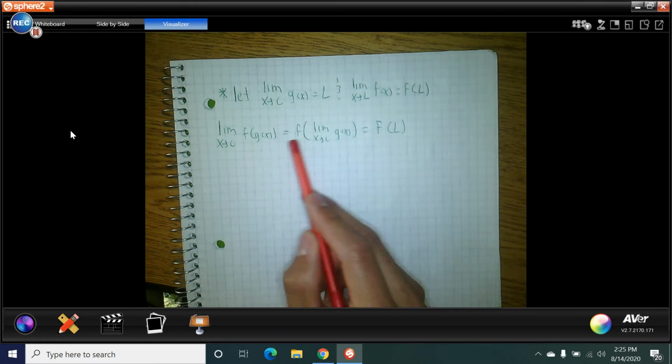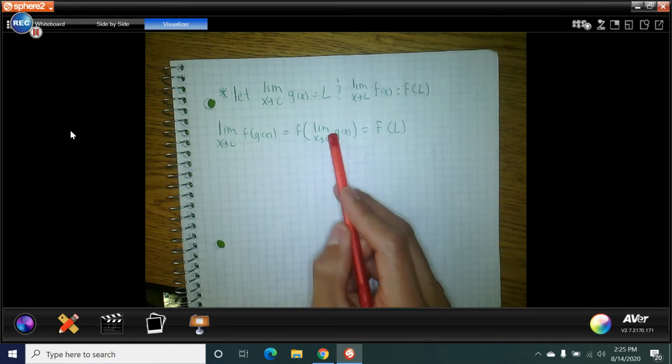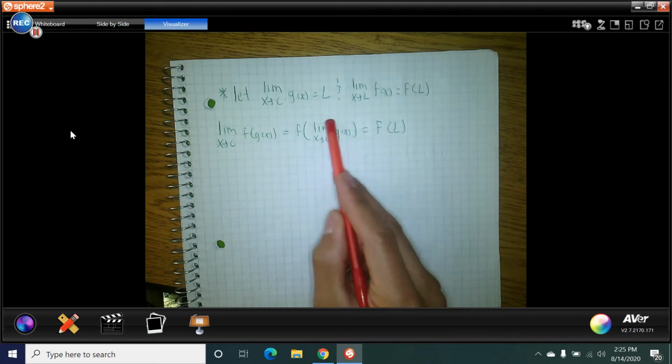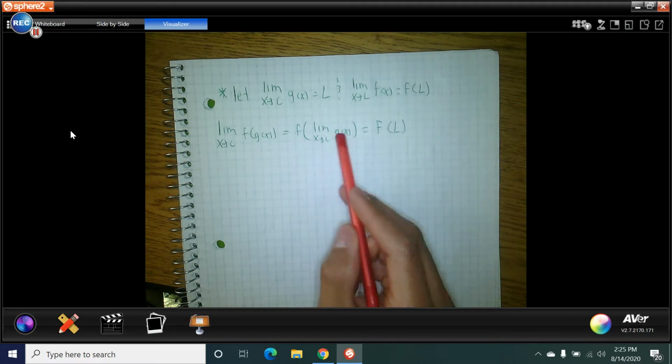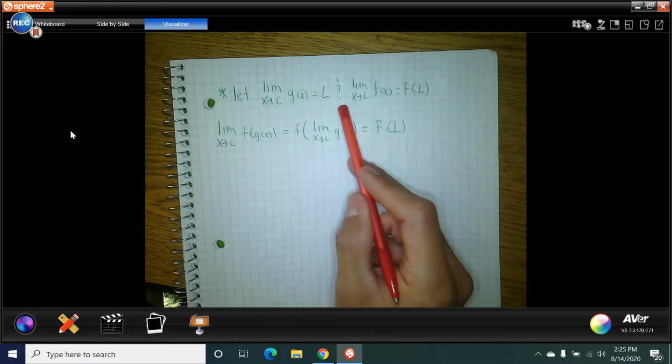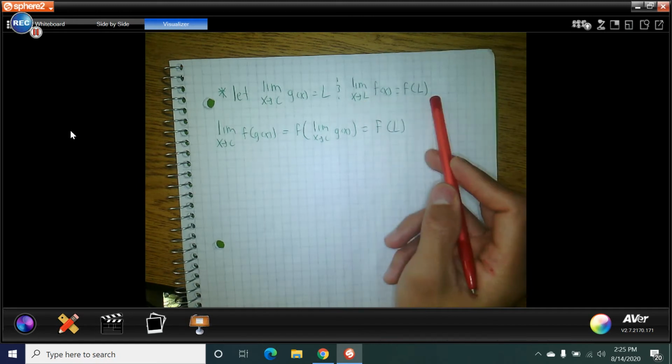So what happens is you take the limit as x approaches c of g of x, which is going to give you an answer. Cool. Whatever you get as the answer for that, all you've got to do is plug it into f. So in that case you're going to get f of L. And that's the reason for this statement here. So the limit as x approaches L of f of x is equal to f of L.